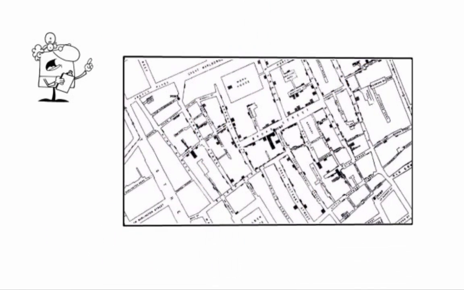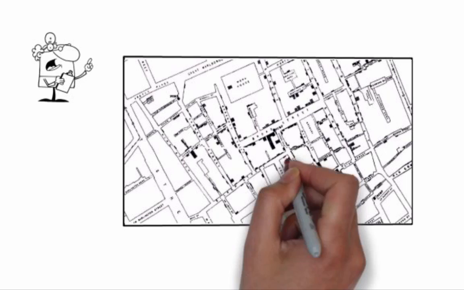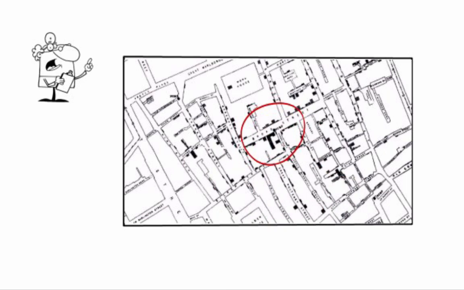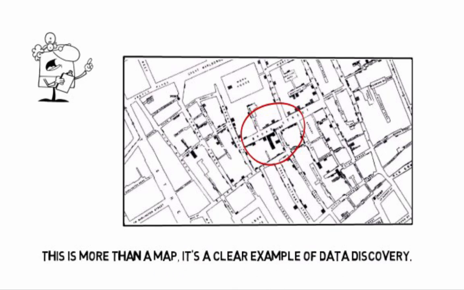After careful investigations, Dr. Snow started mapping the cases. The map essentially represented each death as a bar. Soon, he realized that the cases were clustered around the pump in Broad Street. Therefore, Snow concluded that the pump was the source of the epidemic. What Dr. Snow developed was more than a map. This is actually a clear example of data discovery, making him one of the first data analysts in history.